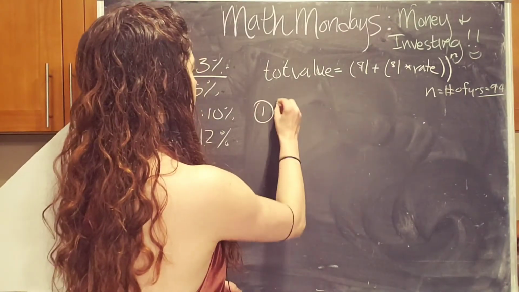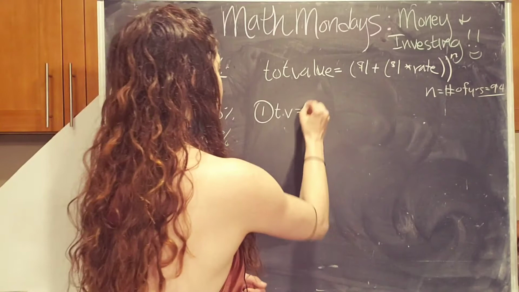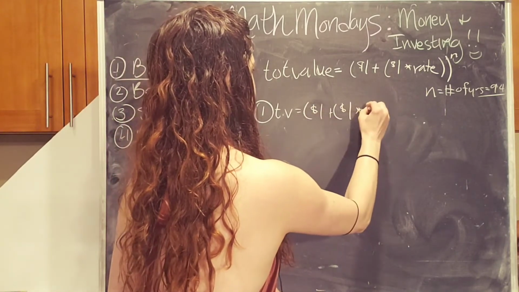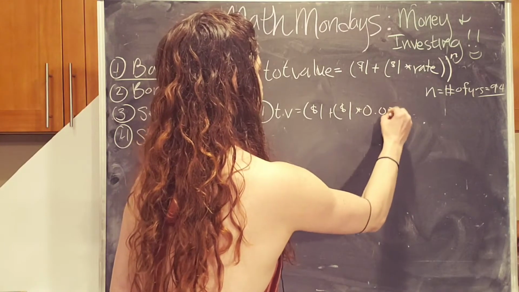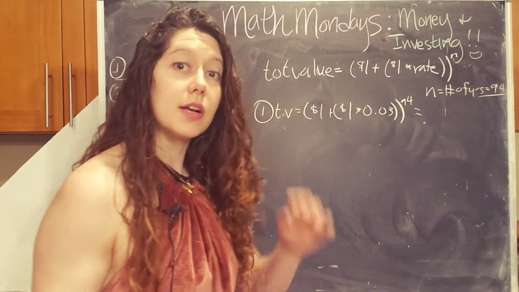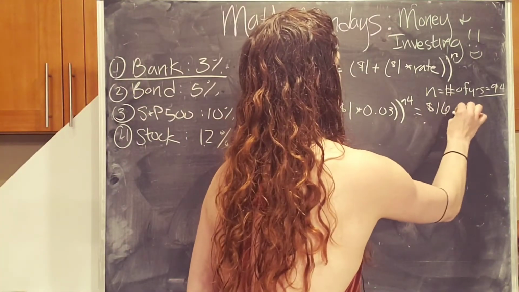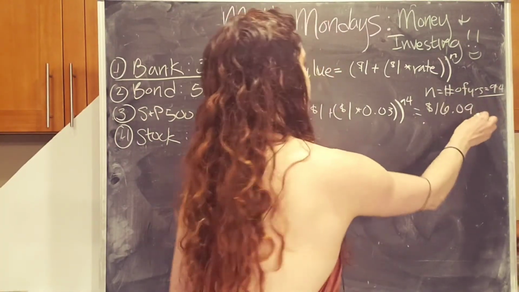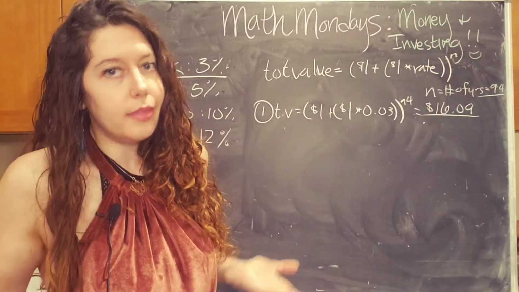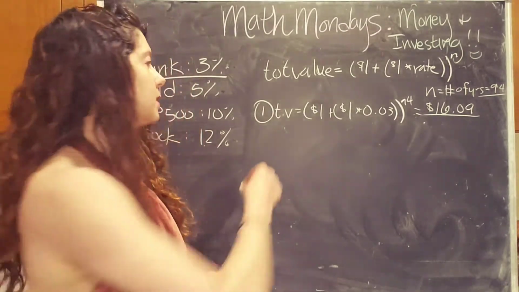So option 1, our total value, I'm gonna be lazy and just write TV, equals $1 plus $1 times 3%, or 0.03, to the 94th power. That is going to give us an ending bank account value of about $16.09. Okay, so not a lot, but you made a little bit of money. That's cool. You can treat yourself to a nice lunch or dinner or something.